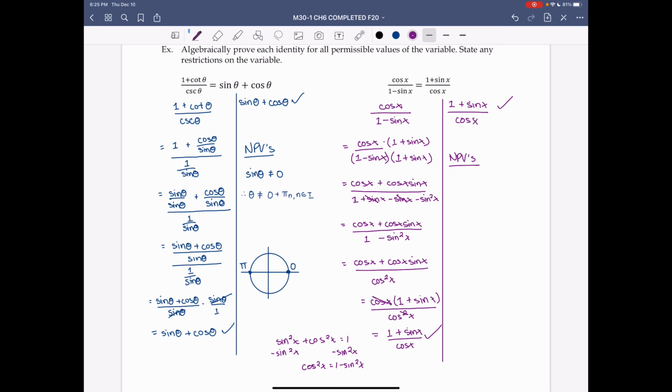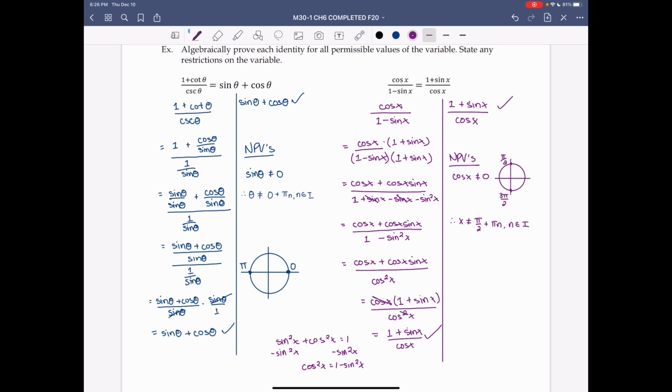So let's look at all the denominators throughout the proof. On the right side, we have cos x. Then cos x cannot equal 0. When does cos x equal 0? That's when x equals pi over 2 and when x equals 3 pi over 2. Then the general statement for this NPV would be x cannot equal pi over 2 plus pi n, where n is an element of the integers.